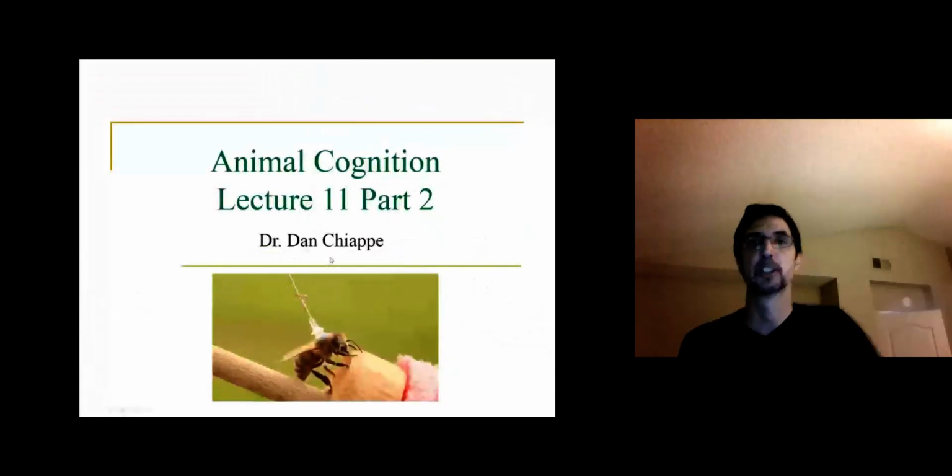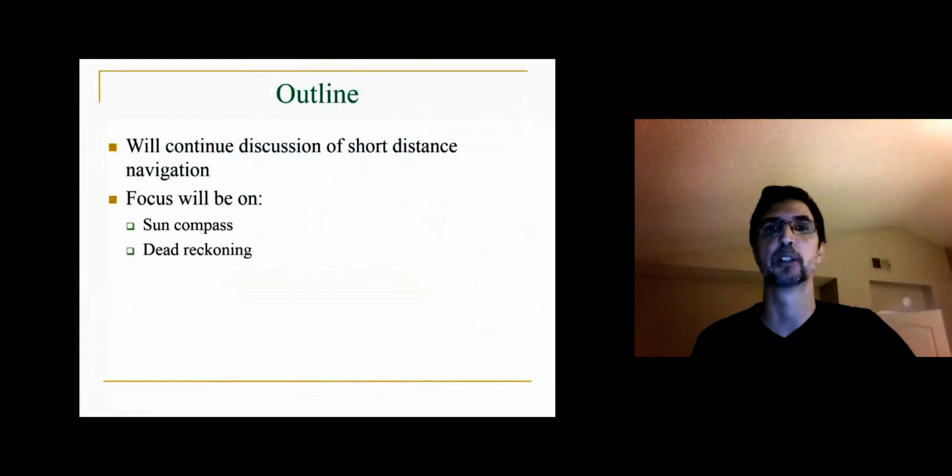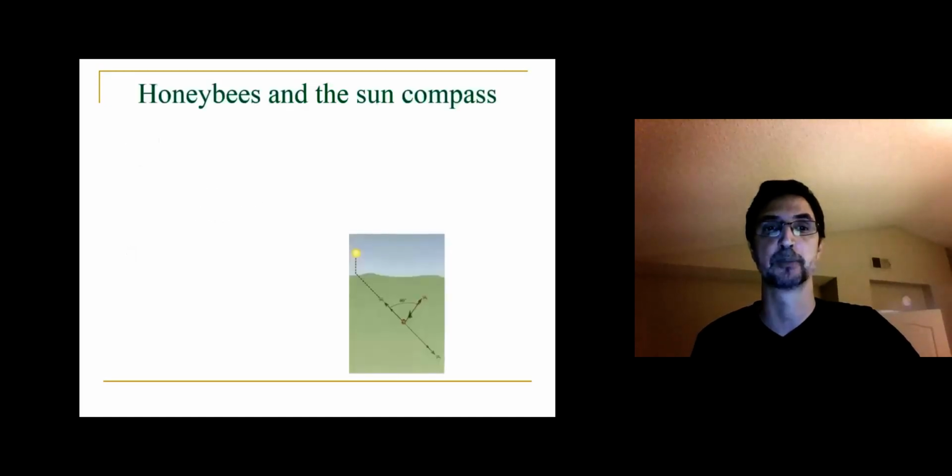Welcome to Lecture 11, Part 2, where we will continue our discussion of short distance navigation. We started that last time by focusing on cognitive maps as well as landmarks, and in this part I'm going to be focusing on the sun compass as well as dead reckoning, also known as path integration. And what we'll see is that dead reckoning actually seems to make use of the sun compass as one of its components.